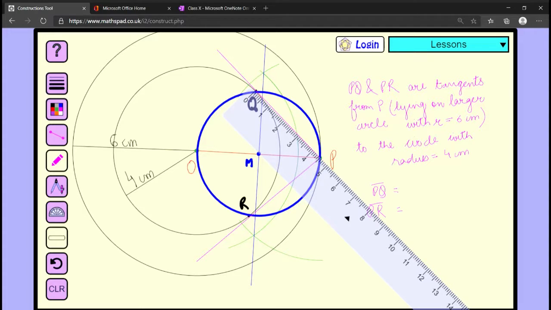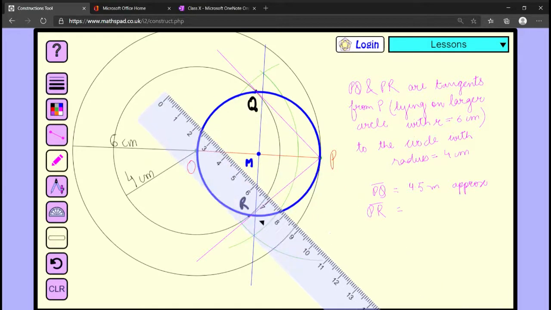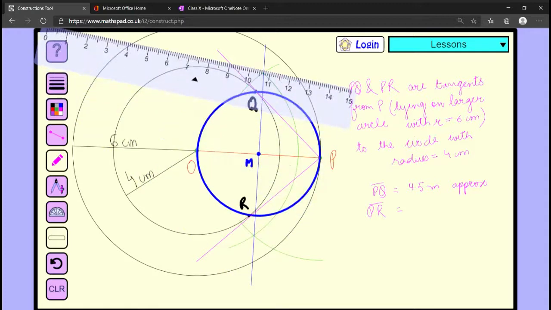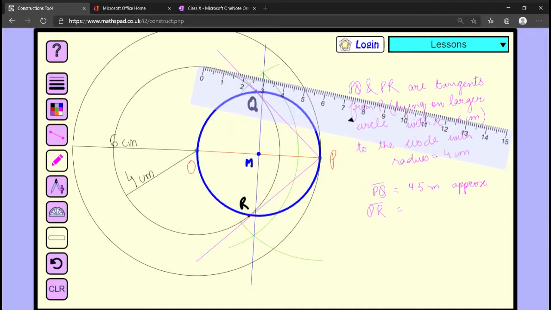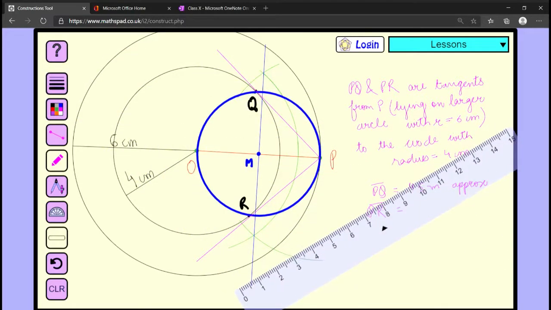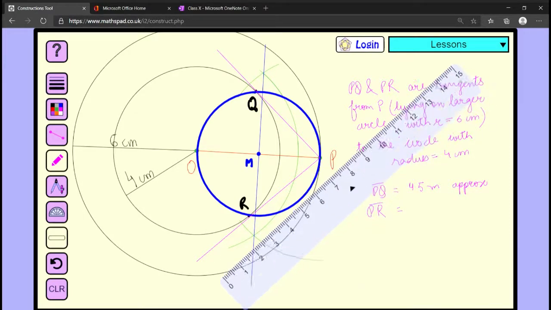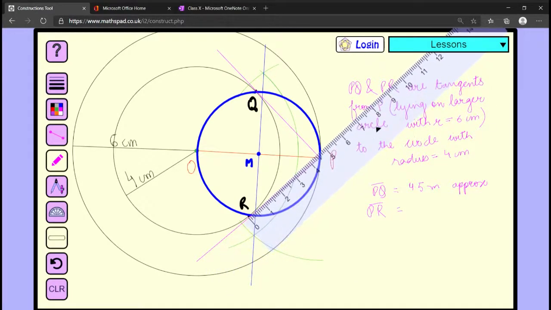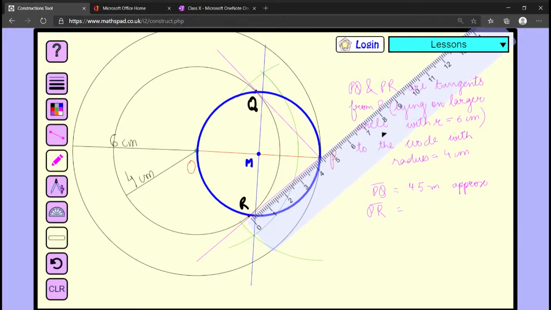So the length of these tangents is approximately 4.5 centimeters. Let's check for the other one as well. So yes, even for the other tangent, the length is approximately 4.5 centimeters.